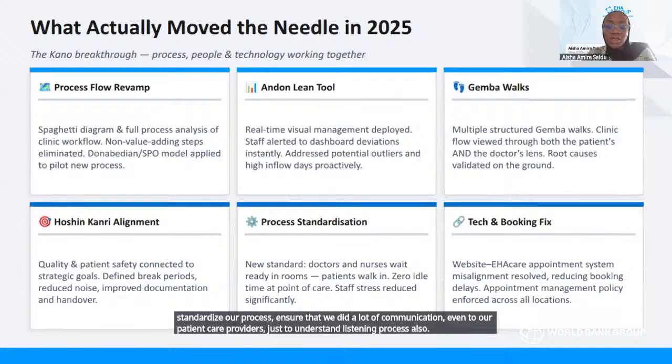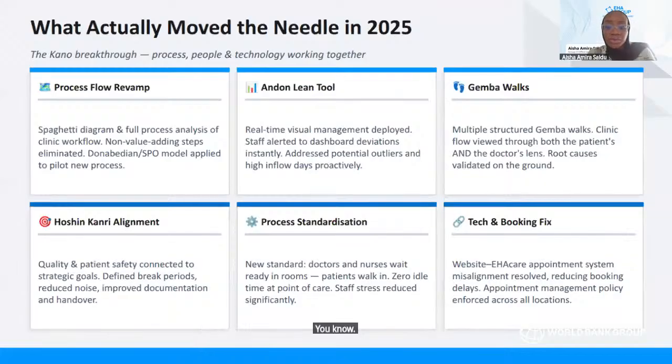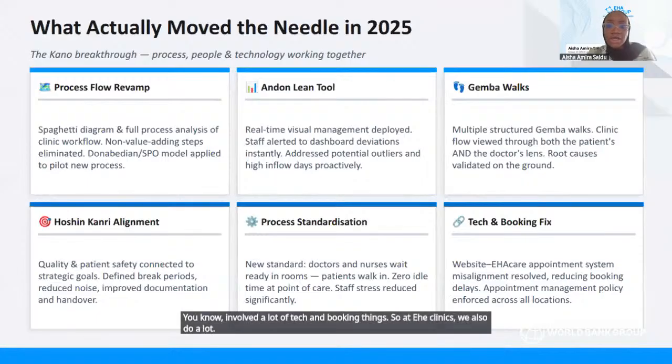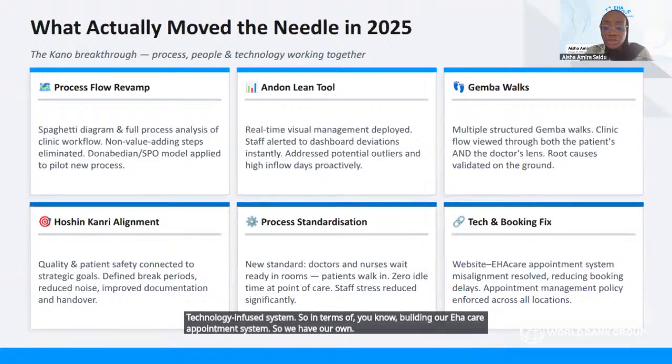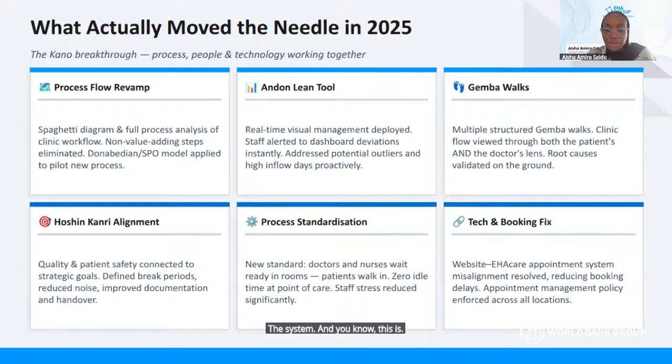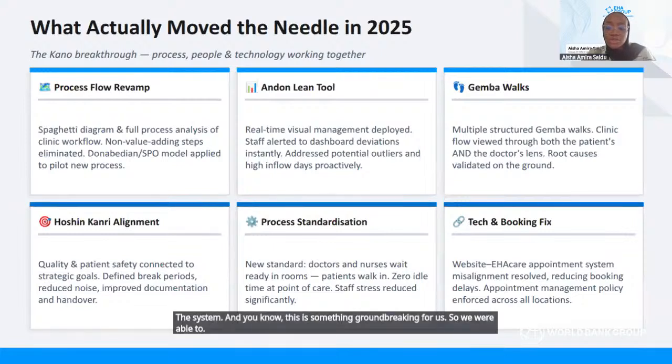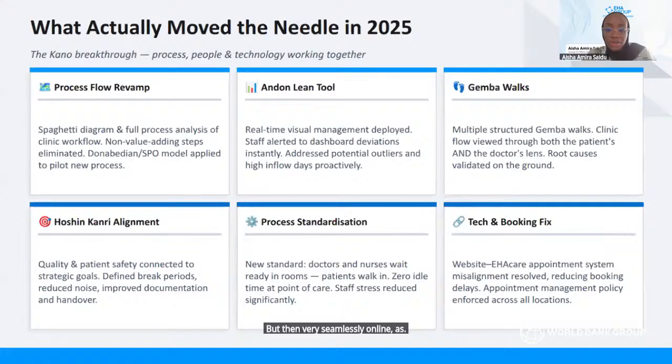Also, we ensured that involved a lot of tech and booking fix. So at EHE clinics, we also do a lot of technology infused systems. So in terms of building our EHA care appointment system, we have our own inbuilt EMR, which is called EHA care. That also gives us the opportunity to really adjust the system, and this is something groundbreaking for us. So we were able to use that to of course introduce that appointment system where people can make their appointment online. They can also just call if they want to, but then very seamlessly online as well. This obviously reduced that booking delays for us.